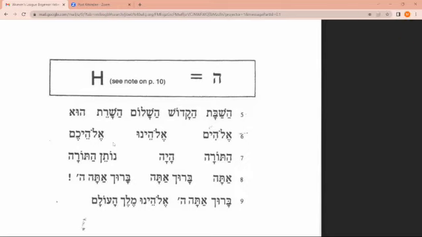Is it line 5 though? That's what it says. Yes. Take your time. No worries. Hashabat. Perfect. Look at it, everybody. Hashabat. Perfect. Okay. Hakadosh. Perfect. Hashalom. Yep. Hasharet. Perfect. And then who? Who. Perfect.